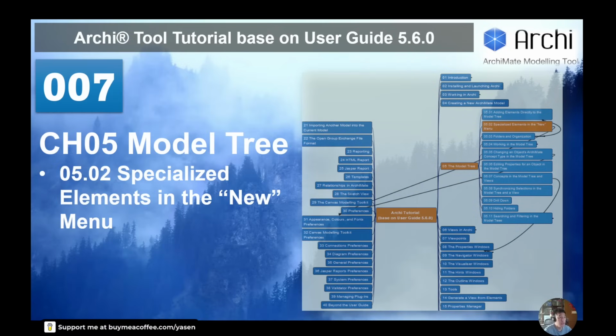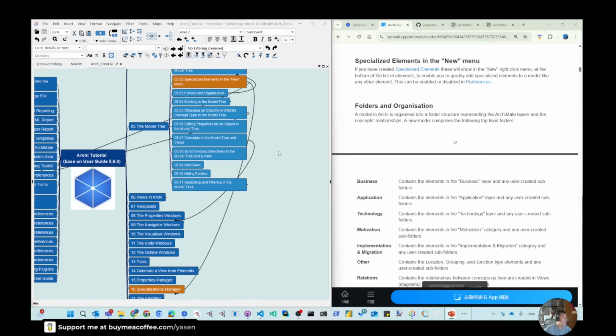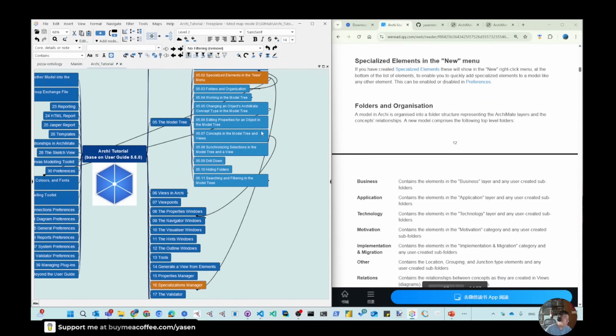You know how to add elements through this menu directly, the right-click menu, or by drag and drop. Nowadays we see how you can add specialized elements. These specialized elements, we just mentioned, are related to the model tree. If you come to our mind map, you may see I have the numbering. In section 16 we will explain the specialization manager in more detail.